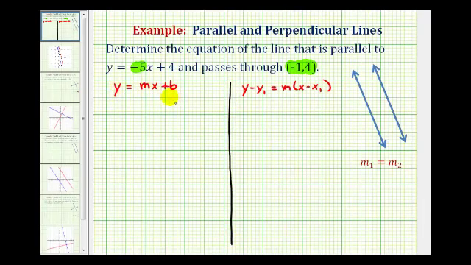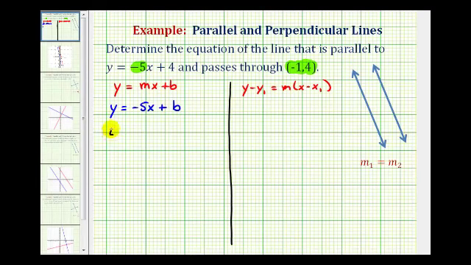So if we use slope-intercept form, we can substitute negative 5 for m. So we'd have y equals negative 5x plus b. But we still need to determine the y-intercept. And this y-coordinate is not the y-intercept because x is not equal to 0. But this point is on the line, so we can substitute these values into the equation and then solve for b. So we'll substitute negative 1 for x and positive 4 for y to determine b.